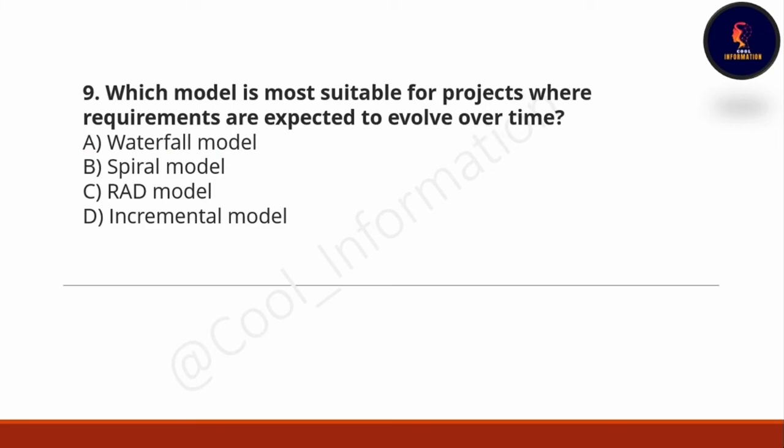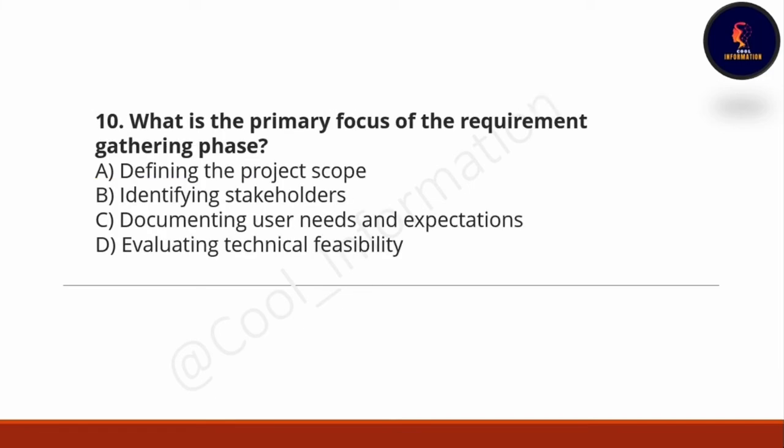Which model is most suitable for projects where requirements are expected to evolve over time? Options are waterfall model, spiral model, RAD model or incremental model. Correct option is option B, spiral model. Next question, what is the primary focus of the requirement gathering process? It is actually done for documenting user needs and expectations. So option C will be correct here.